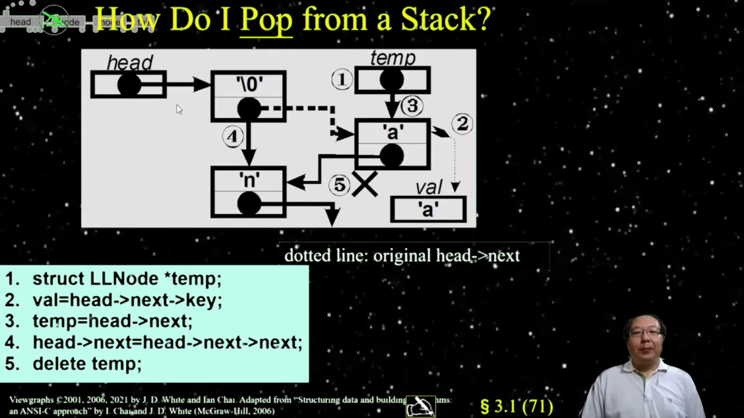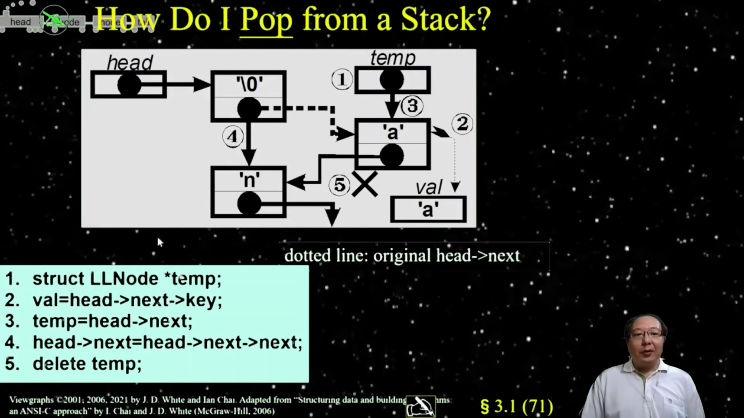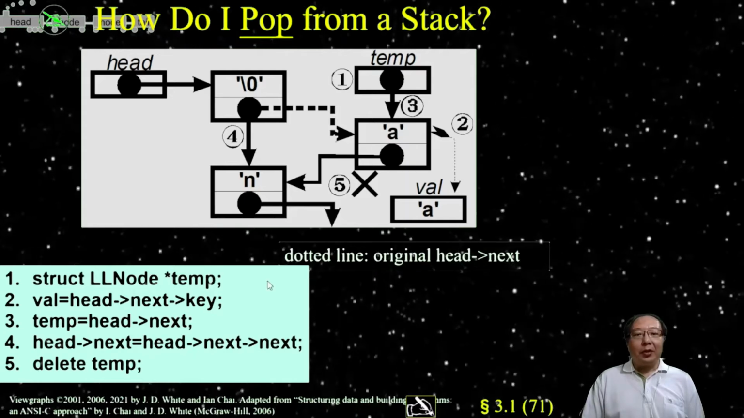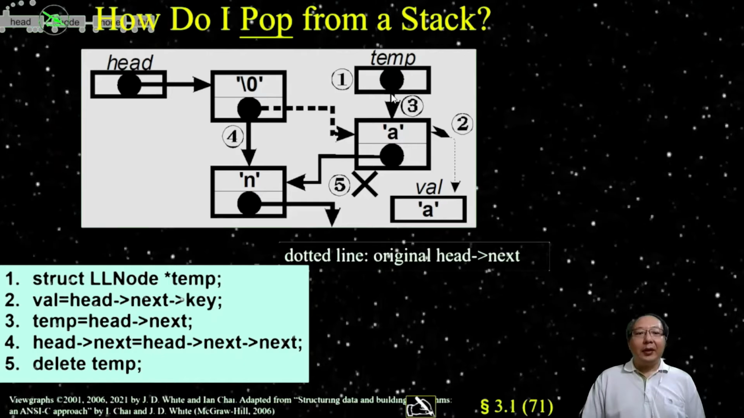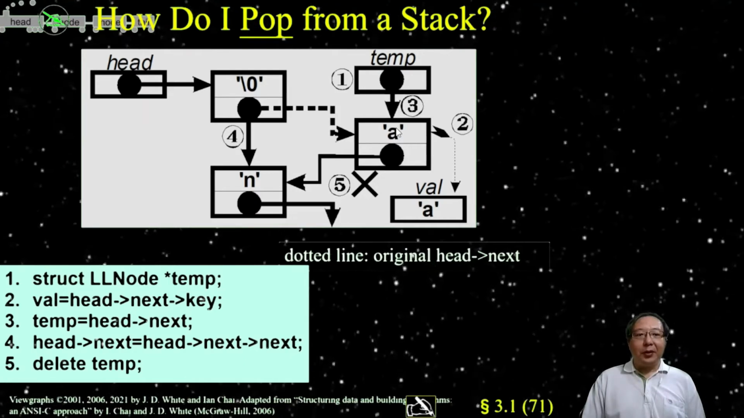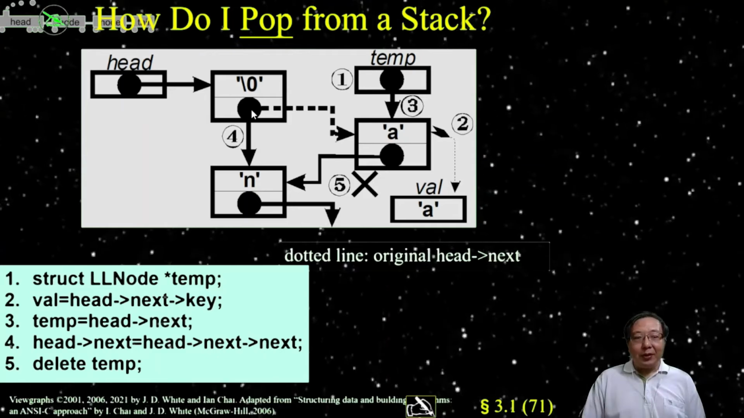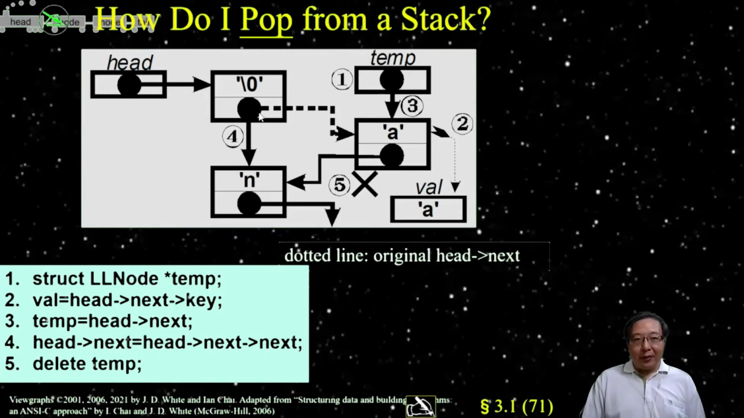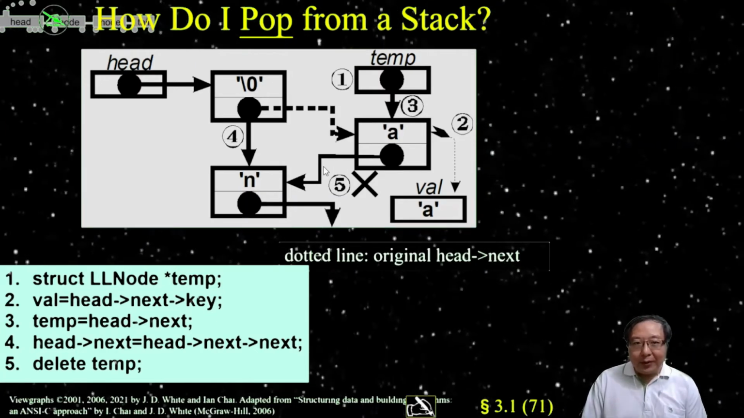Then how do I pop from a stack? Well, we want to remove the top of the stack, so this is the a here. So we have this temp pointer holding onto the a. In the meantime, we store the value from here, put it into val, and the temp is holding onto here. Then we bypass this one. So we say head arrow next, which is this pointer, is now pointing to head arrow next, head arrow next, which is this pointer. Which means that we copy this pointer over to here.